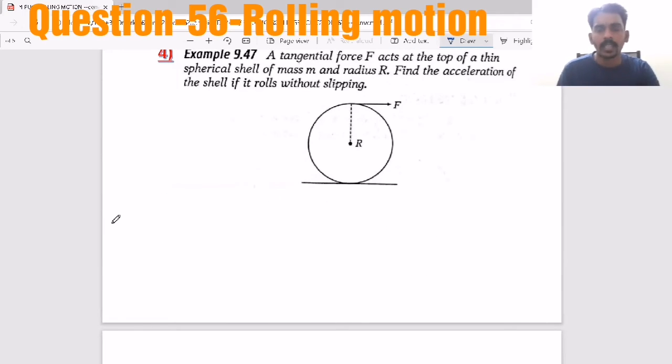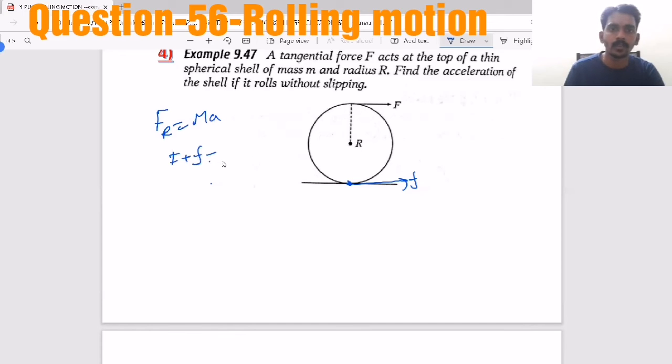Find the tangential force acting at the top of a thin spherical shell of mass m and radius r. Find the acceleration of the shell if it rolls without slipping. As you are pulling it forward, there is a chance of slipping back, so the friction will act forward here. Now, considering the resultant force equal to mass into acceleration, the translational equation is F plus f equal to M into A, one equation.